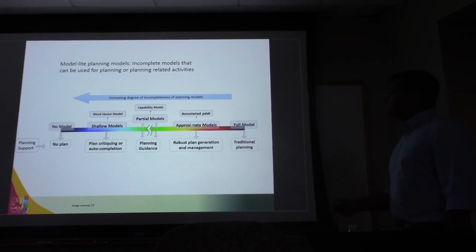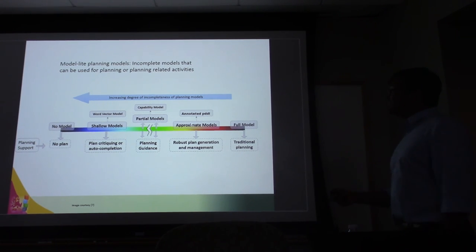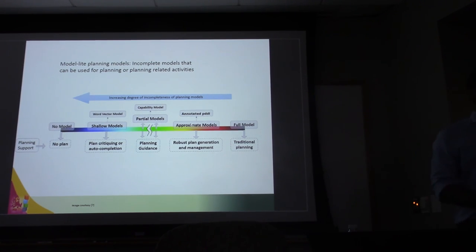You have these capability models, which capture human capabilities and can be used for plan guidance, goal recognition, and stuff like that. And you have these shallow models, where you don't even have any domain. It just captures the affinity between actions. But even those models can be used for plan prediction, auto-completion of plans, and stuff like that.